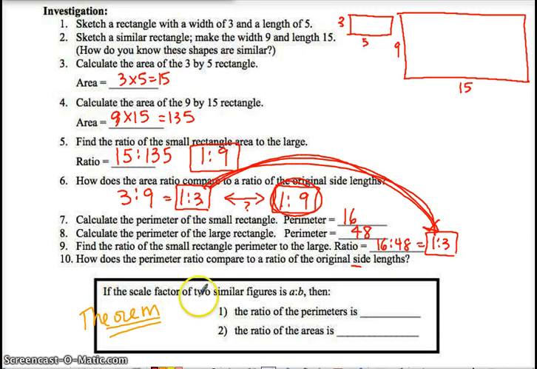So the theorem says if the scale factor of two similar figures is a to b, then the ratio of the perimeters is that same scale factor of a to b. We don't do anything. 1 to 3 stayed 1 to 3. However, our areas, because they're two-dimensional, change in both the length and the width dimension, right? They're both increasing by 3. This is 3 times 3, 5 times 3, which is increasing the area 9 times more, not just 3 times, because it's two-dimensional. So therefore, your area relationship, if it's a to b, is a squared to b squared. So a being 1, 1 squared is 1, b being 3, 3 squared is 9.